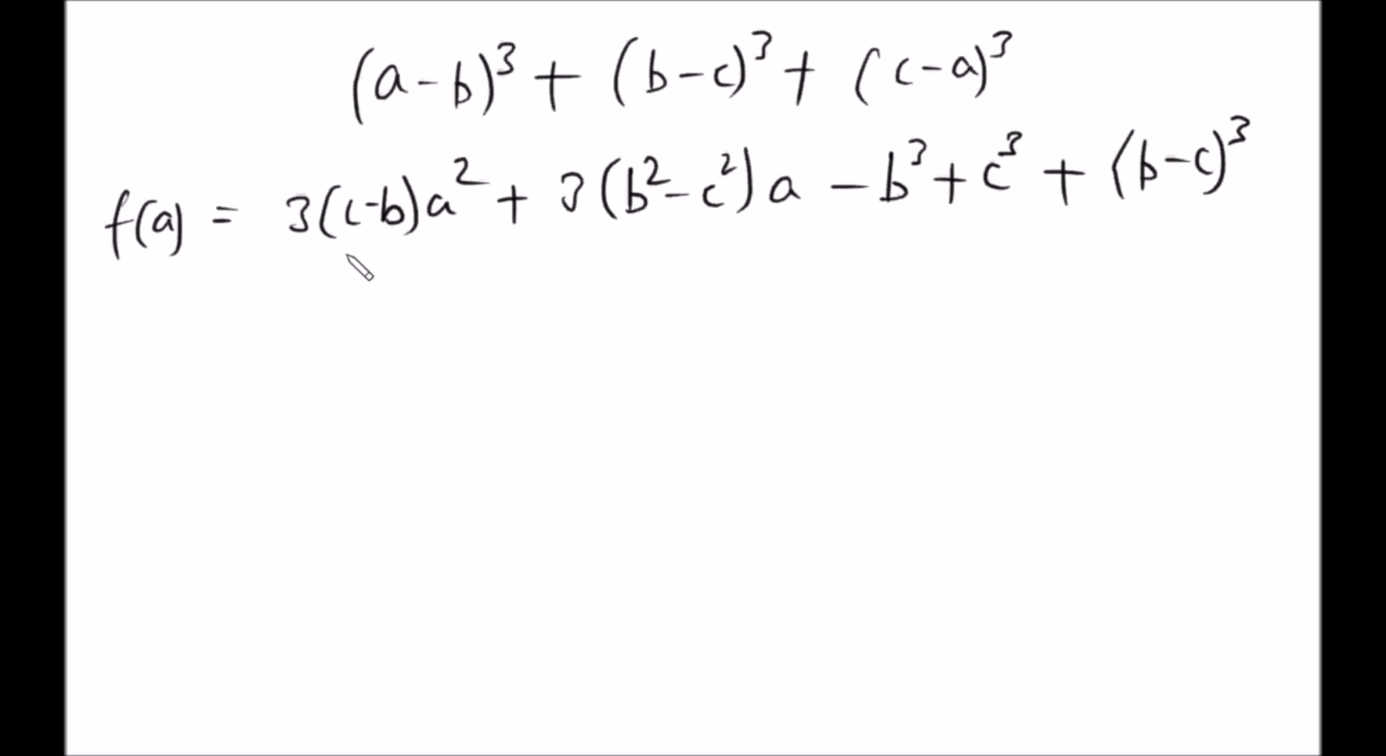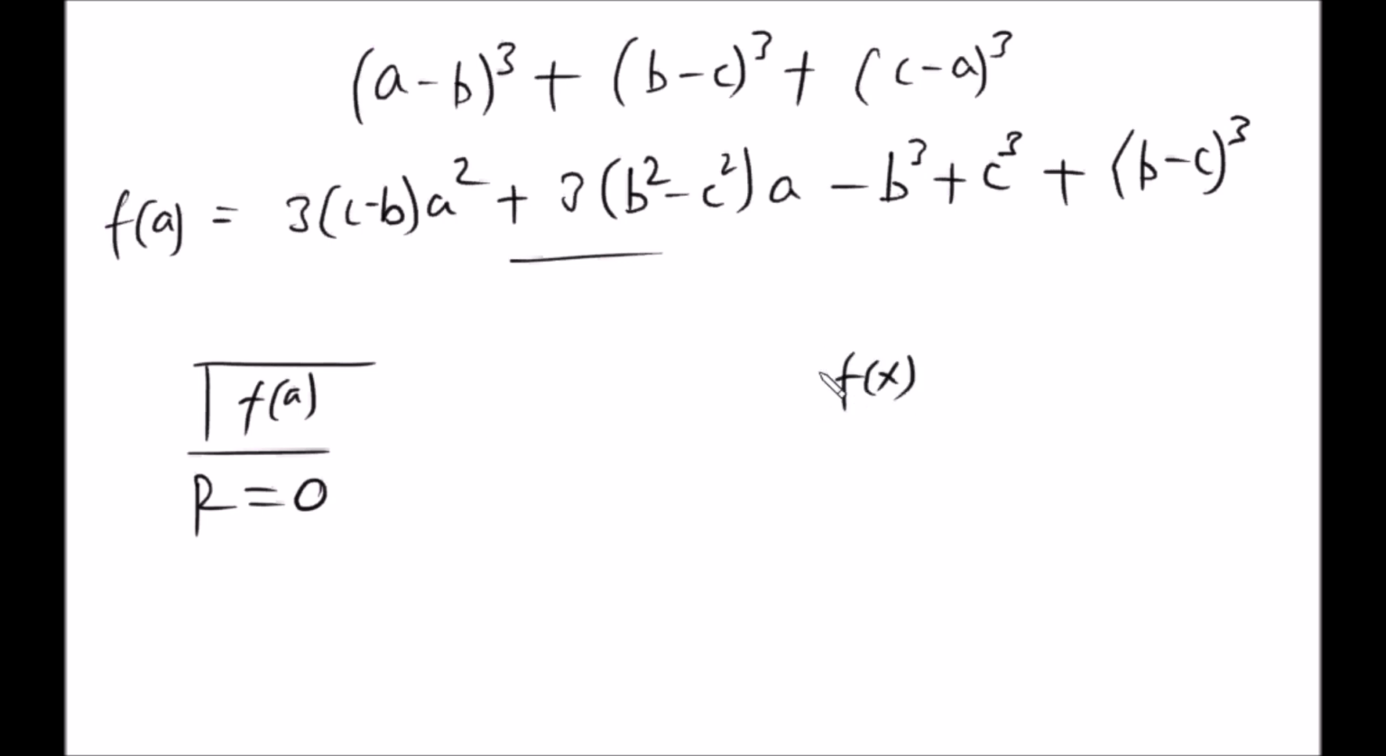anasema nitafute factors za hii, manake hii function. Sasa ukichukua f of a ukagawanya na mtu yoyote alafu remainder ikaja kuwa 0, huyo ule mgawanyiaji ni nani? Ndo tunamuita factor. So according to remainder theorem tukisema kuchukua f of x ukagawanya na x minus a, remainder inakuwa ni nini? F of a.